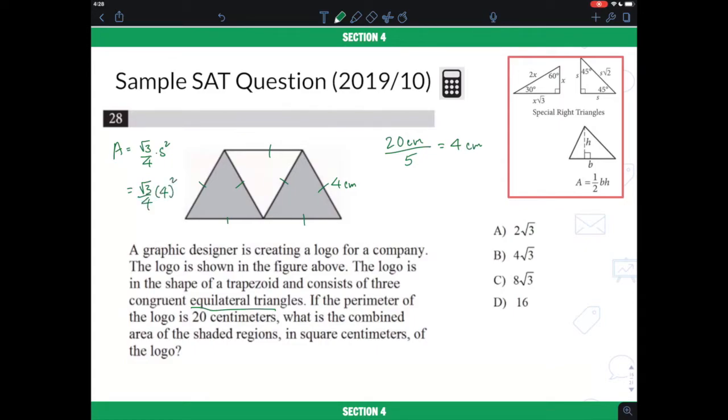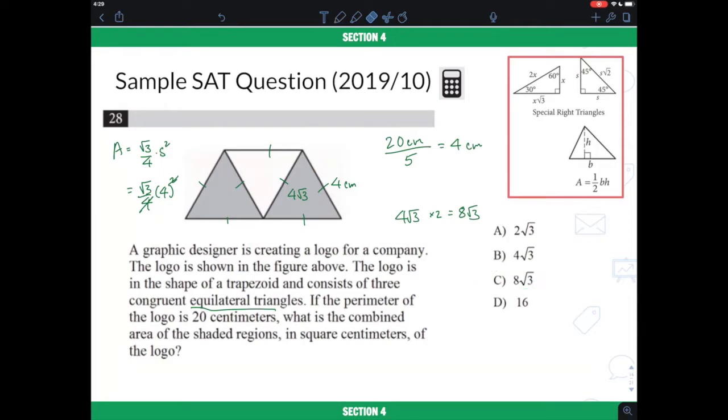So 4 squared is 16 divided by 4, or if you do your simplification right here, each triangle would have an area of 4 square root 3 centimeters squared. Since there are 2 of them, we will multiply this by 2. So 4 square root 3 times 2 is equal to 8 square root 3. So the answer is right here, C.